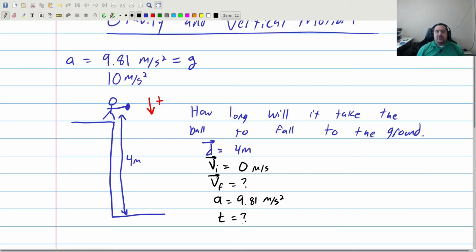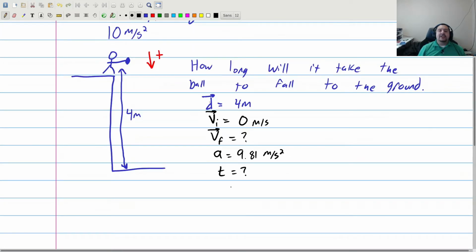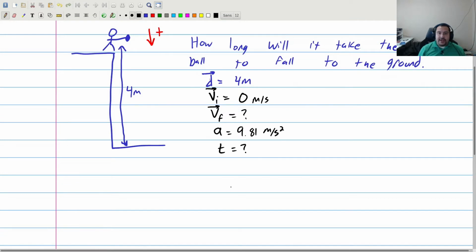Okay, so now that we have this, we see we have a D, we have a V initial, we have an A, and we're looking for time. That sounds to me like kinematic equation number 3. This equation, D equals VI times T plus 1/2 AT squared. Vector there, and vector here.